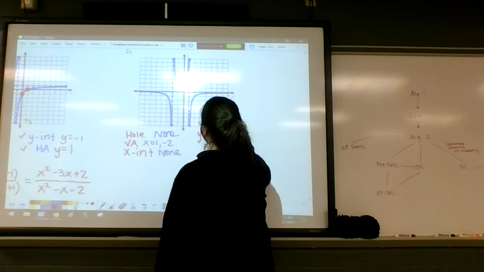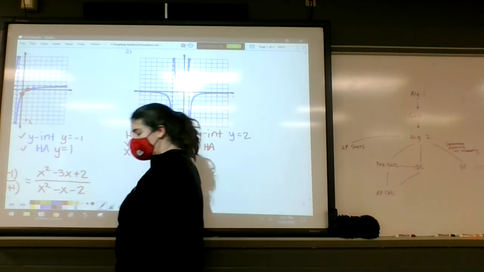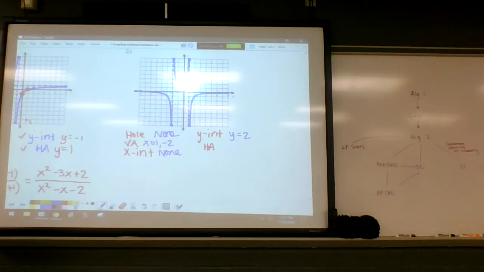Let's talk y-intercept. 2. I'm cool with 2, right there. I'll take 2. It crosses the y-axis at 2. And last but not least, horizontal asymptote. We're going with none.